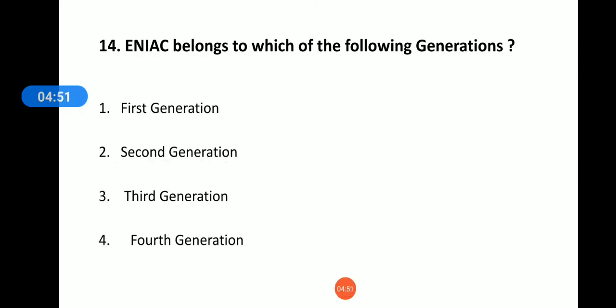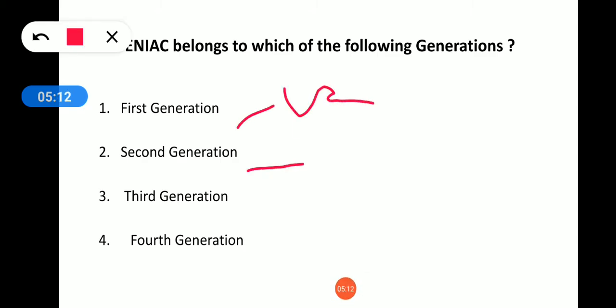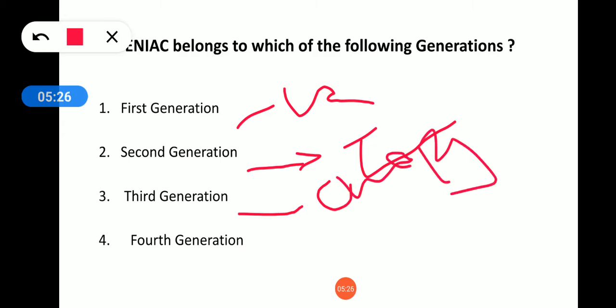ENIAC, Electronic Numerical Integrator and Computer, is a first generation computer. I will give the full form in the description box. ENIAC was used in first generation computers, which used vacuum tubes. In second generation we used transistors, and in third generation we use chips. In fourth generation we use processors. That is the main difference.